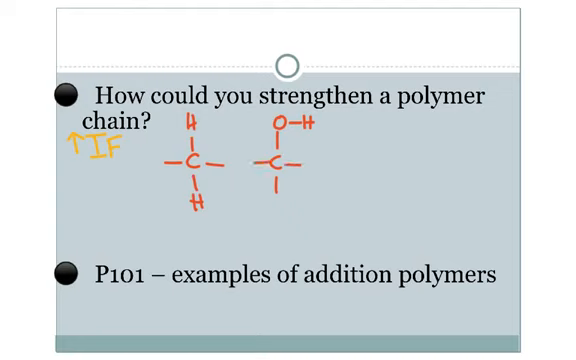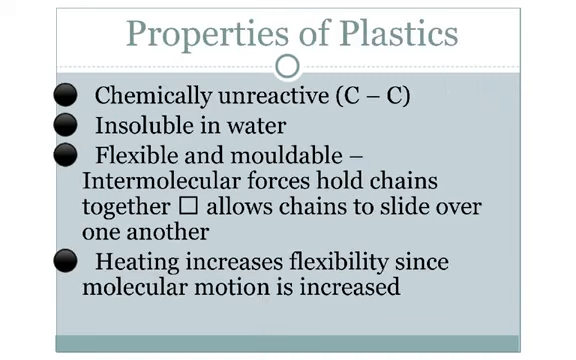Now all of a sudden we have two things. We have now added dipole-dipole attraction, and we've added some hydrogen bonding attraction between our chains. So by changing the functional group, we can improve our intermolecular forces and therefore strengthen the overall strength of the polymer.